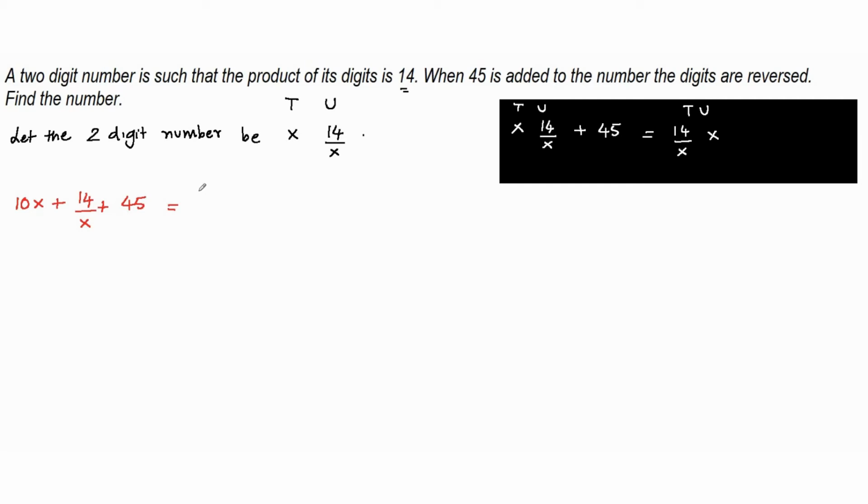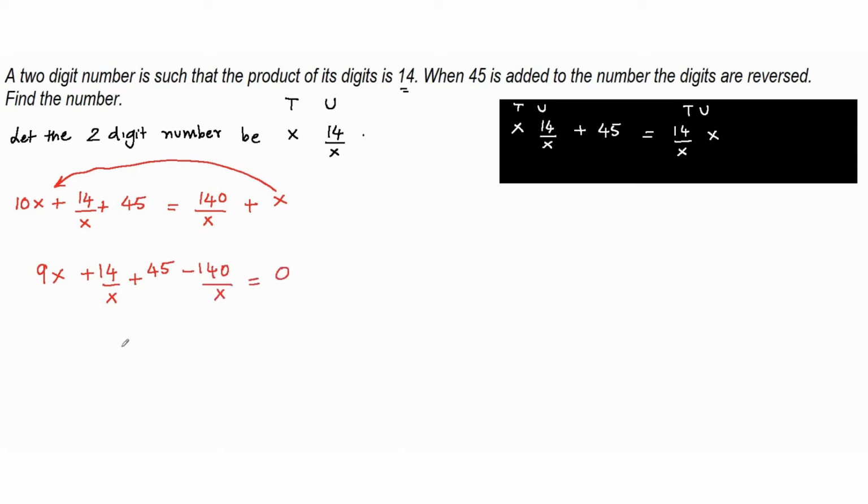14 upon x is in the tens place, so its value is going to be 14 upon x multiplied by 10 because that's at the tens place and x is at the units place, right? So this is going to be my equation. Now I can quickly find the LCM on both sides. Before that, I can shift the x to the left hand side and combine it with 10x. So 10x minus x becomes 9x. And I can shift 140 by x to the left hand side. So it becomes minus 140 upon x.